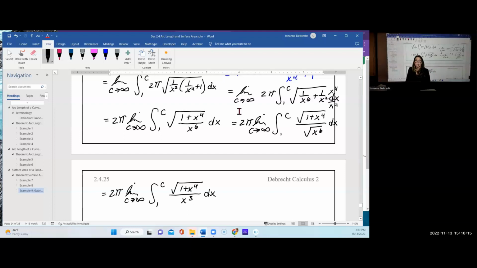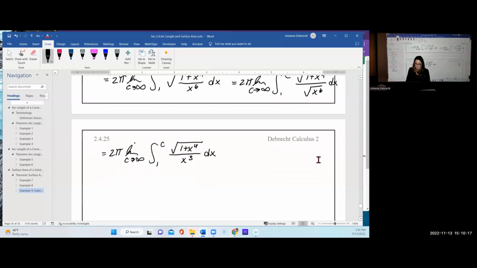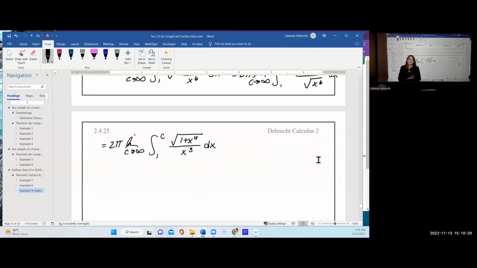Okay, now this is where students get stuck, and this requires something that you will learn in real analysis if you're a math major.